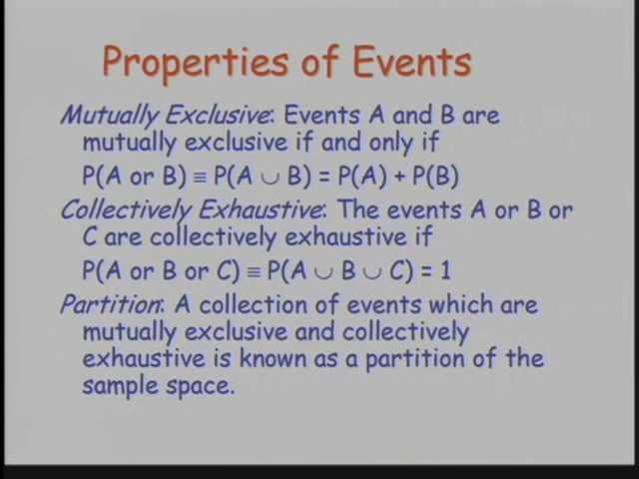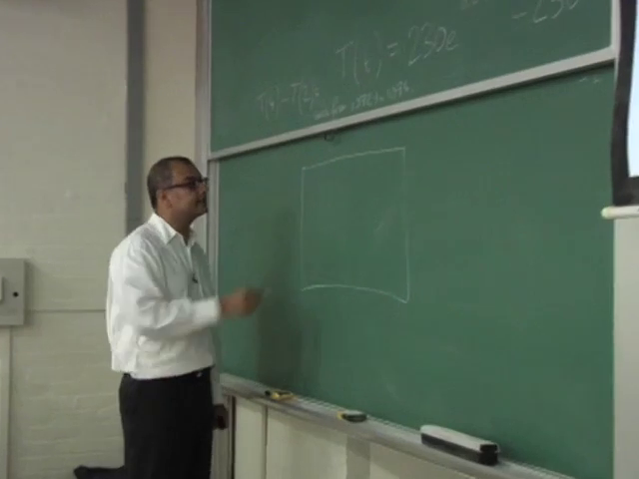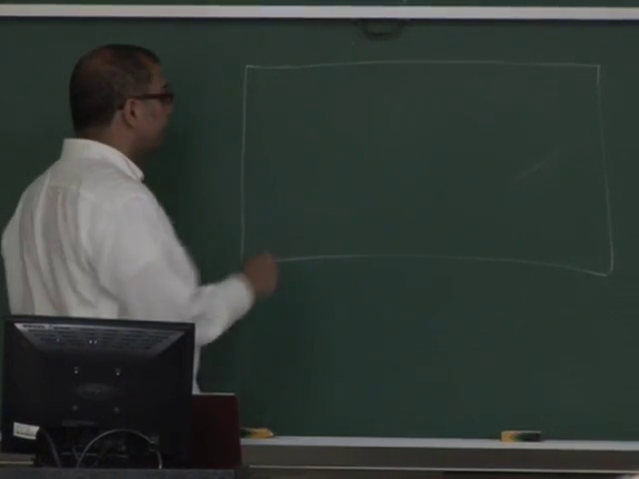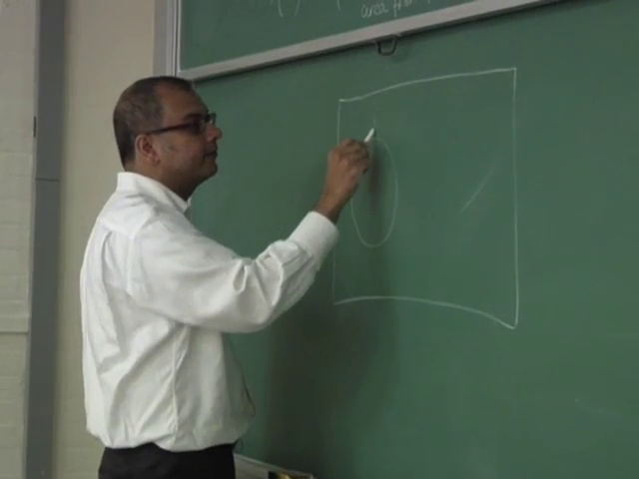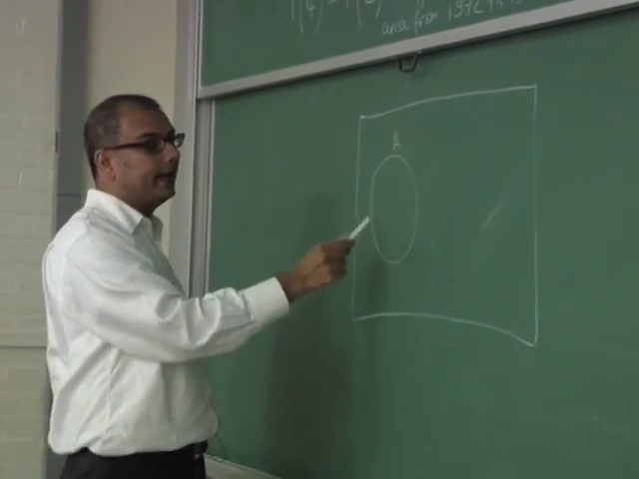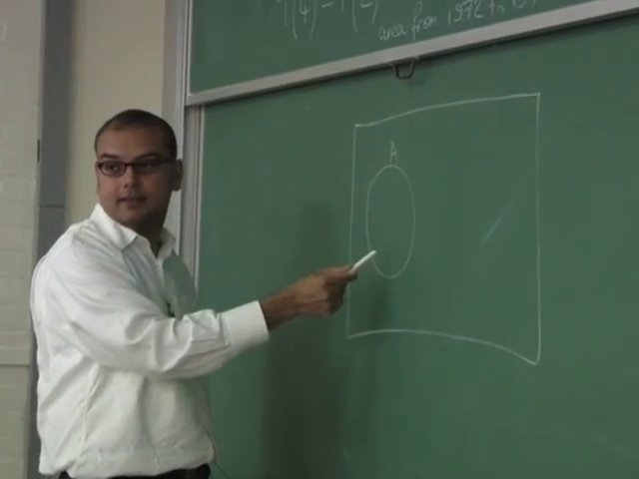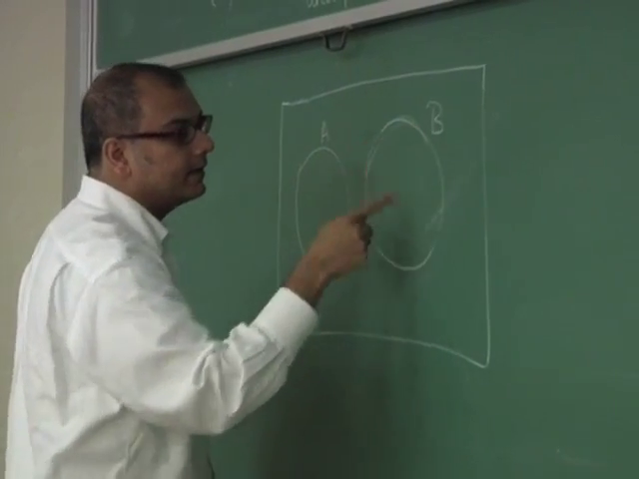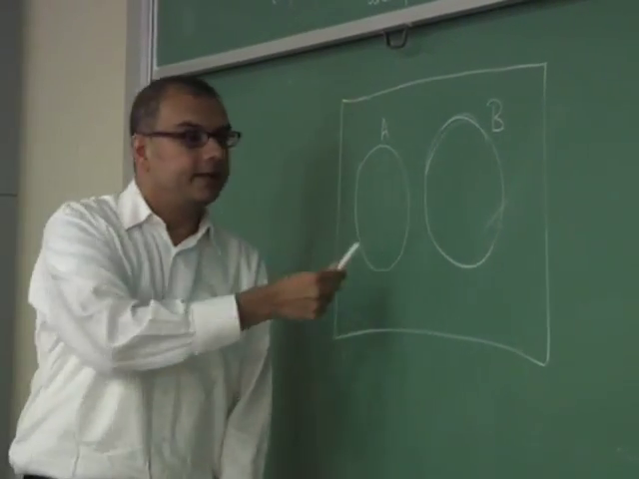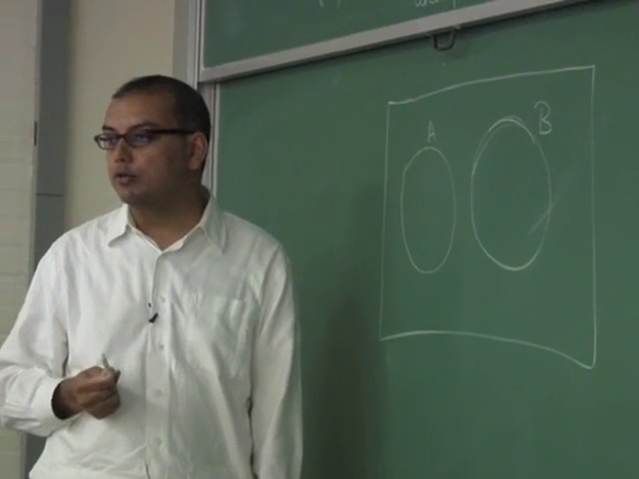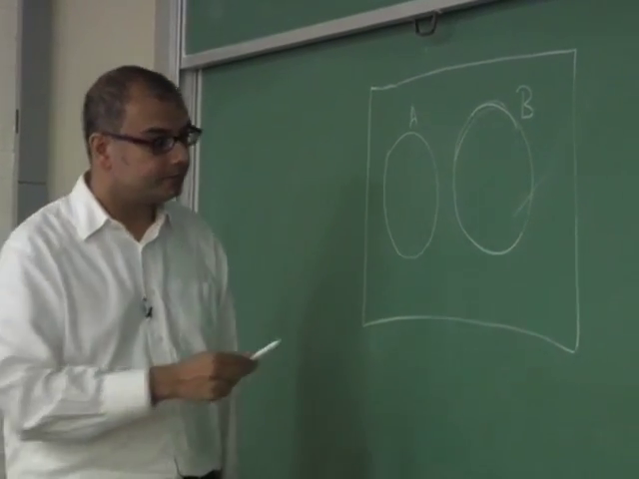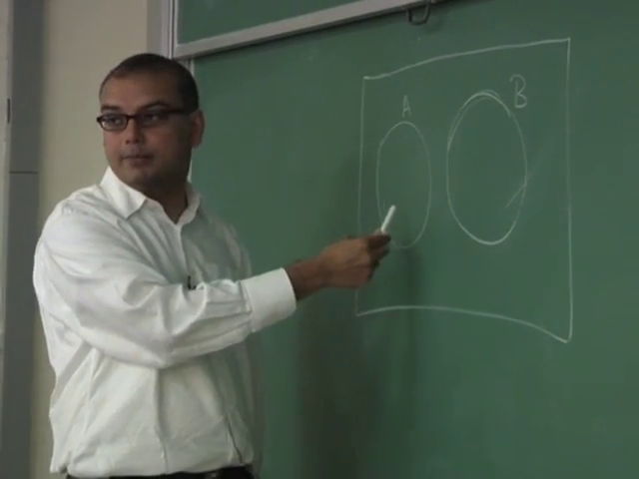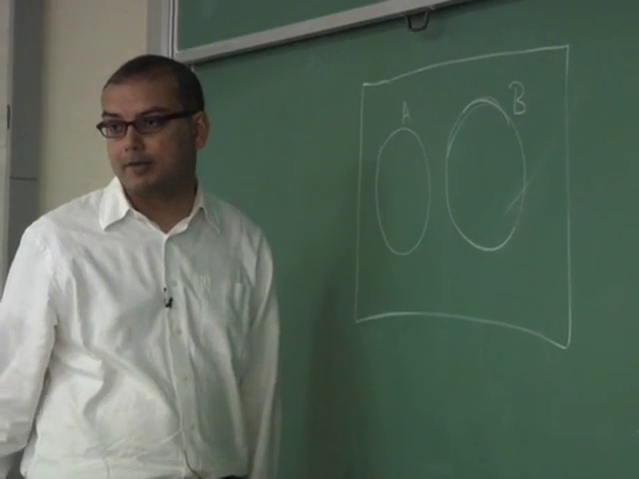If this rectangle represents the sample space, that's the list of all possible outcomes, and I have event A, that's a set of outcomes, and event B, another set of outcomes. These two events are mutually exclusive because there are no outcomes which comprise both event A and event B, right?